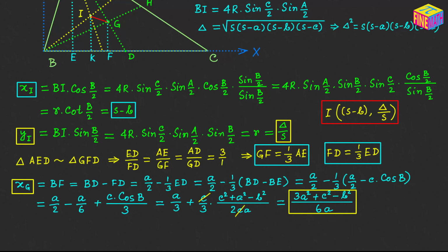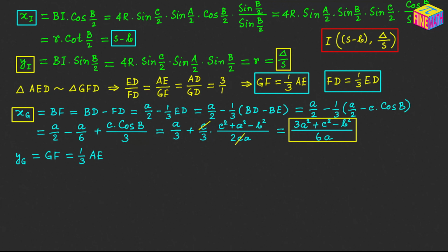Similarly, we are going to find the y coordinate of the centroid. The y coordinate is obviously GF, the distance GF, that will be the y coordinate of the centroid. And we have already figured out that GF is equal to 1/3 of AE, and we have to find the value of AE, and for that I have a side note here. Please take a look at the note. We can say that the area of the triangle can be written as half times BC times AE, because AE is the altitude there and BC is the base.